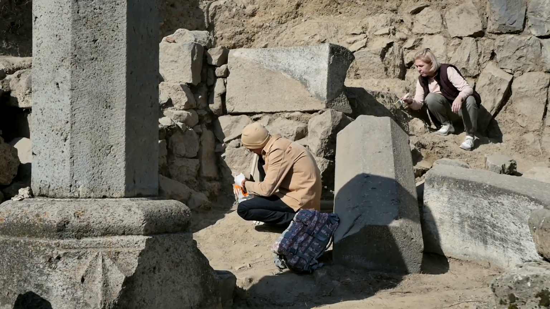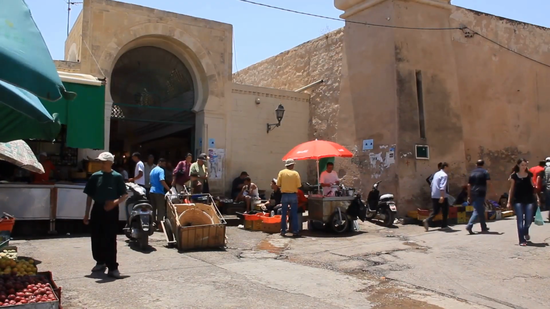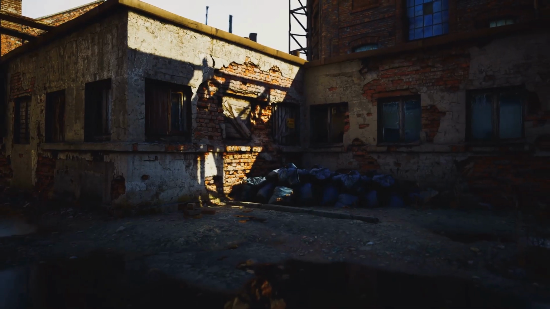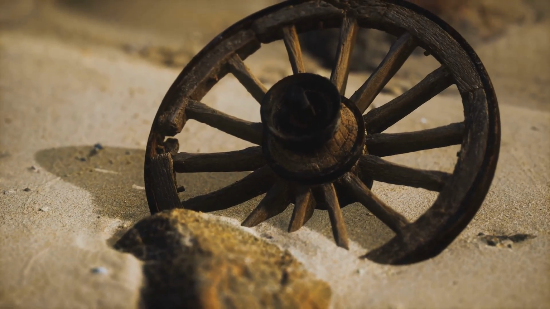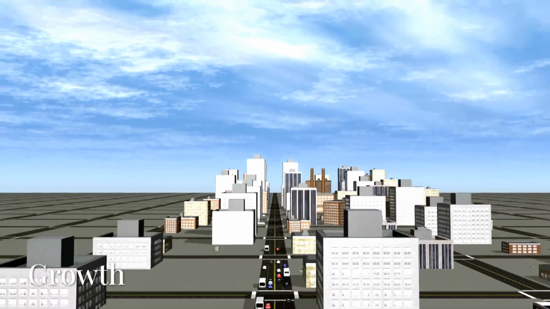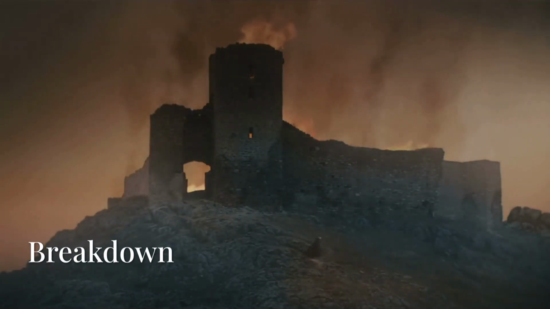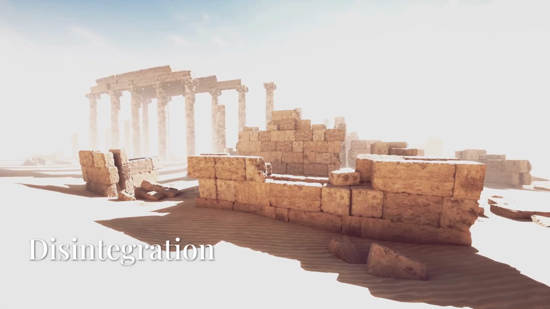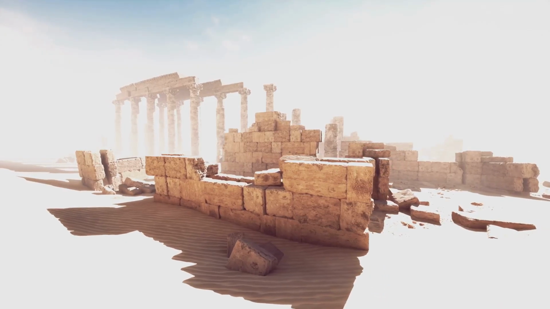Arnold Toynbee's challenge-response model in A Study of History suggests that civilizations arise in response to challenges. A society's ability to overcome these challenges leads to growth, but failure to respond or adapt leads to its decline. First, genesis. Civilizations are born when a society faces a challenge like a resource scarcity or a new technological breakthrough. Then growth. The society meets the challenge and grows stronger. Then we have breakdown. As civilizations grow, new challenges arise that strain their systems. And finally, disintegration. Failure to overcome these challenges leads to disintegration, with smaller societies emerging from the ruins.